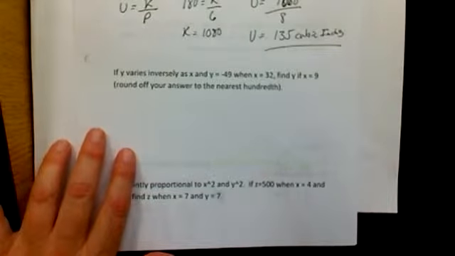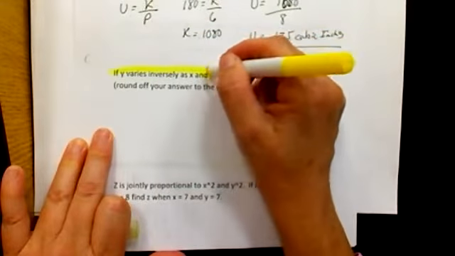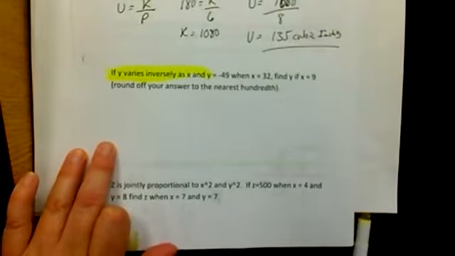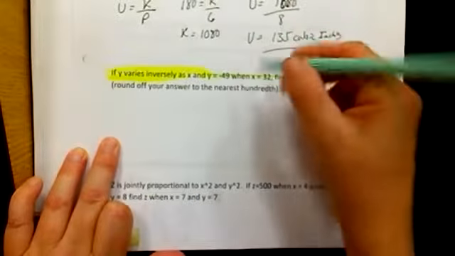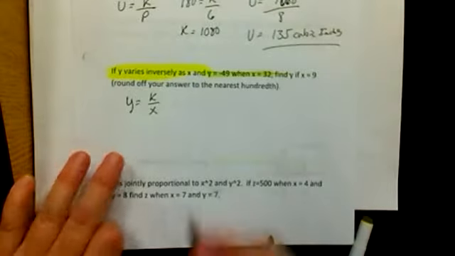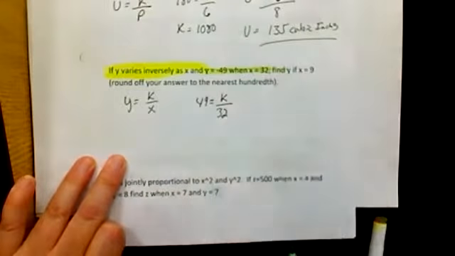Another varies inversely. So if we look at this one, what happens with it? It says if y varies inversely as x, so that's my first piece. And y equals a negative 49 and x equals 32. So my first equation is y equals k over x, because it's inversely. Plug in my values. Negative 49 equals k over 32. Solve that.